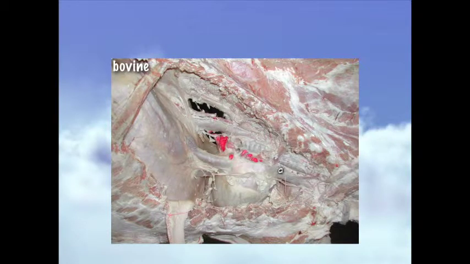Okay, looking over here on the right side of the bovine, A is going to be the cranial vena cava. B is going to be the caudal vena cava. C, we see here the right azygous vein coming in. Okay, so they have both a left and a right.